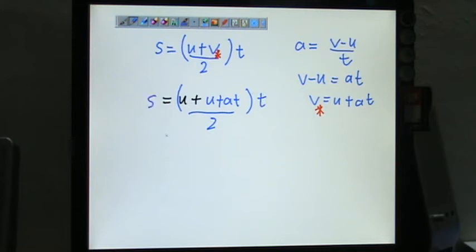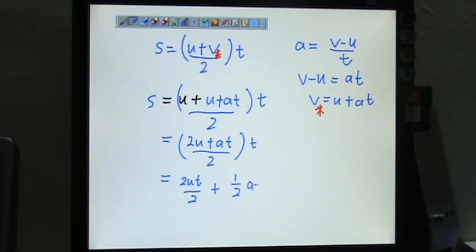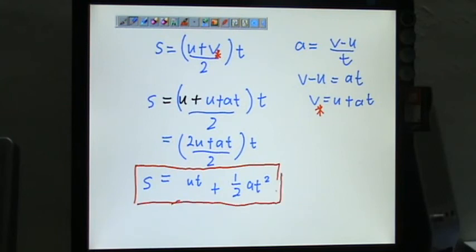So in this case, s has a formula of 2u plus at over 2 times t. If I expand further, it will be 2ut over 2 plus half at squared. If I cut off this one and this one and this one, does this look like the formula that you have somehow learned before, sometime in your early years of Form 4 physics studies? So you have this one. So that's the first proof.